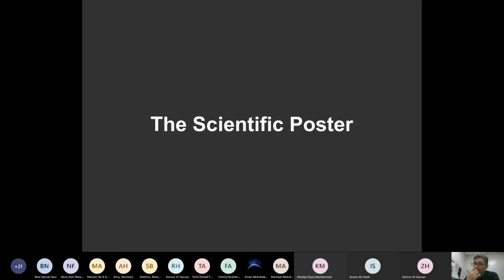But again, in terms of a scientific poster, you are trying to persuade, you're definitely trying to explain, and you are definitely trying to inform. Okay, so let's take a look at how we can do this.